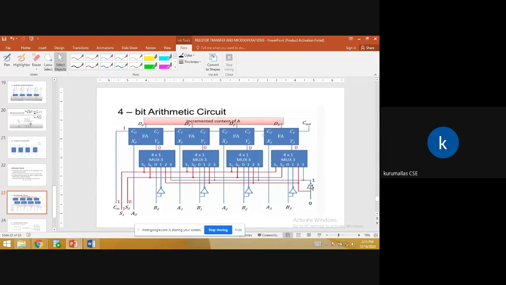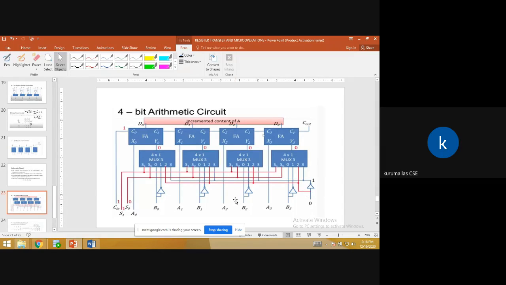Do you know what this symbol is? Not gate. Not gate means if you give an input, the output is the complement of that input. See, if you give 0, it gives 1. If you give 1, it gives 0. That is the meaning of complement. What is that? Not gate, right?